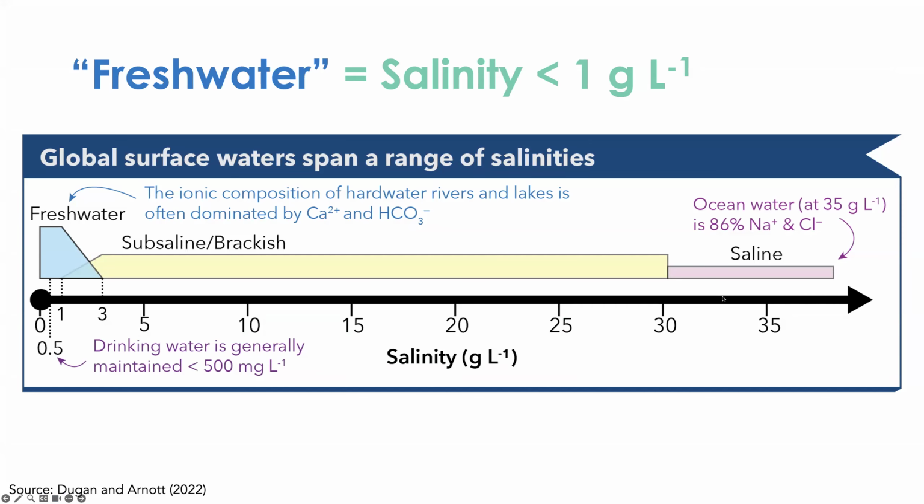On the far right, 35 grams per liter is about average ocean water salinity. The ocean is also mostly sodium and chloride. On the left is zero, which would be pure water. Fresh water, what we normally call fresh water, is usually below 1 gram per liter of salt. Generally, we try to maintain drinking water below 0.5 grams per liter, so 500 milligrams per liter.